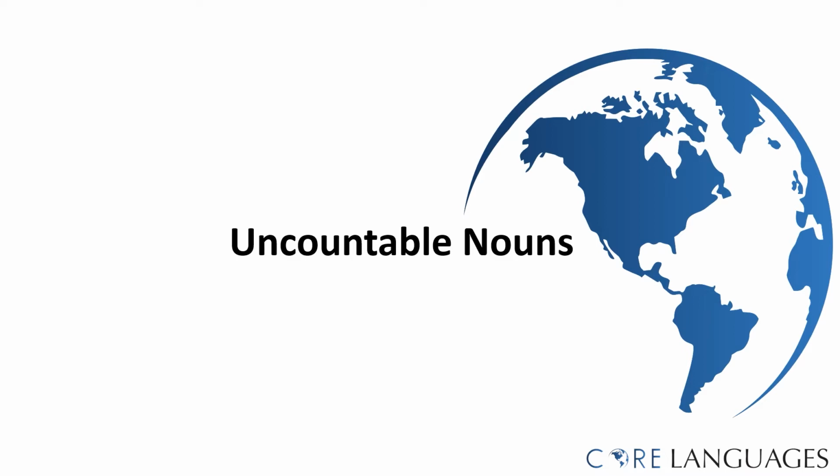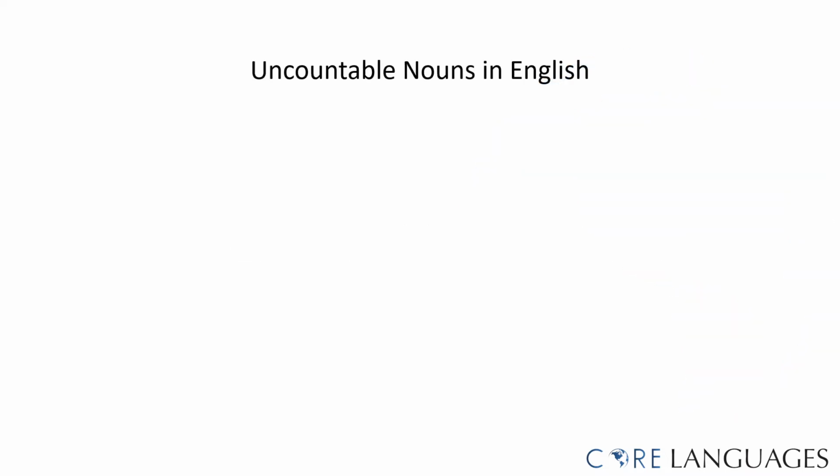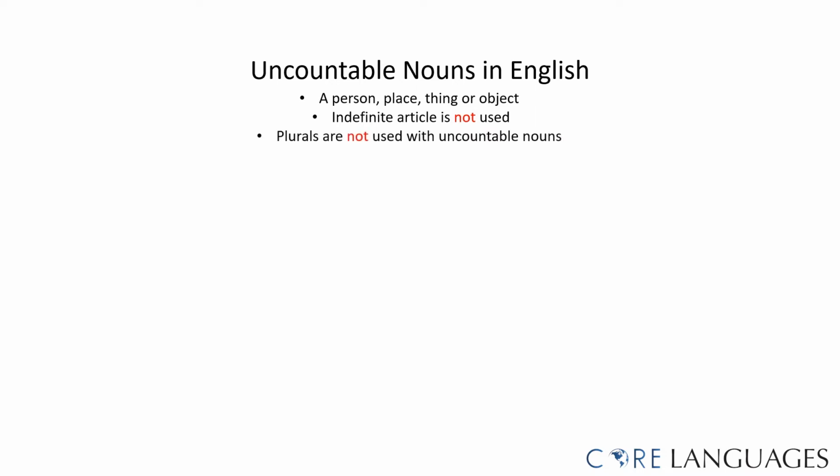Uncountable nouns. There are different kinds of nouns in the English language. Nouns that we can count using 1, 2, 3, and nouns that we cannot count the same way. These are uncountable nouns. Uncountable nouns can be a person, a place, a thing, or an object. When we have an uncountable noun, we do not use the indefinite article a or an. And we do not use plural s's for uncountable nouns.